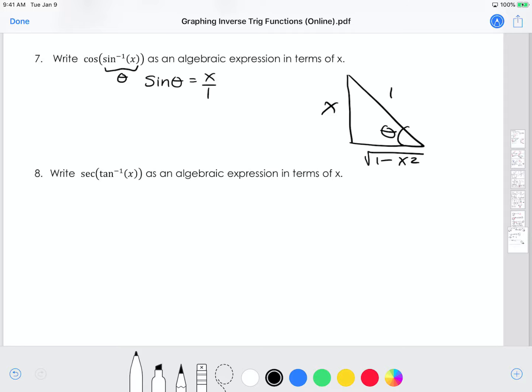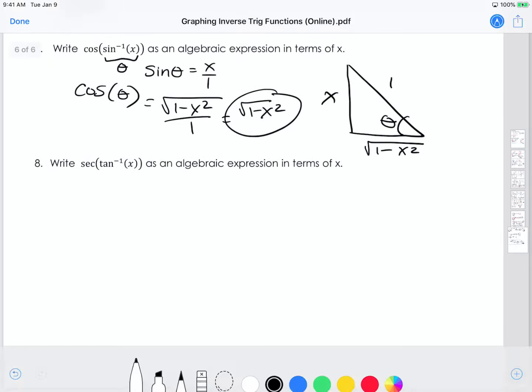Now, I want to find cosine of that angle. So cosine is adjacent over hypotenuse. So adjacent over hypotenuse is square root of 1 minus x squared all over 1, which is just square root of 1 minus x squared.